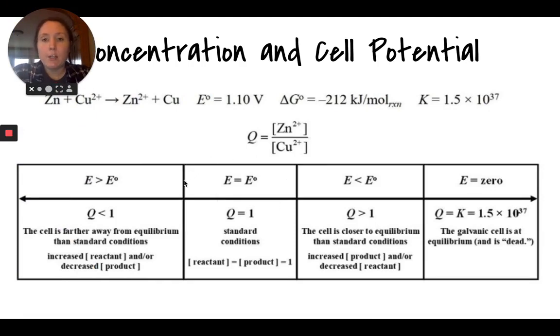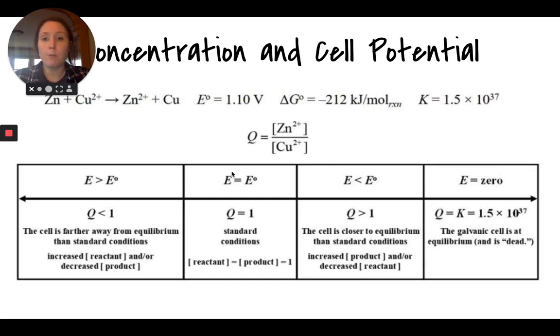So again, at standard conditions right here, that's where E is equal to E standard. Q is equal to 1 and reactants and products are the same. When Q is greater than 1, the cell is closer to equilibrium than before at standard conditions, and this is because I've either increased product or decreased reactant. And over here at equilibrium, again, where E is equal to 0, that's where Q and K are equal to each other and the cell is dead.